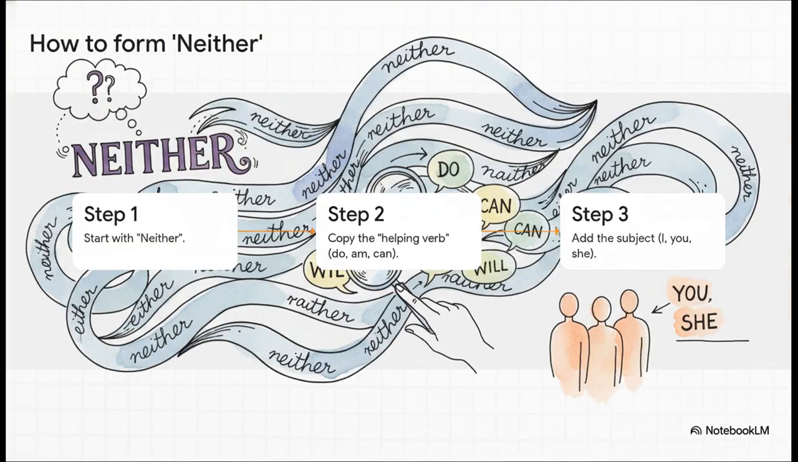So how do you make this phrase? It's actually a super simple three-step recipe. First, you start with neither. Easy. Then, and this is the most important part, you look at the first person's sentence and you find what's called the helping verb. Words like do, am, can, will. You just copy it. Then you add your subject. That's it. Let's see it in action.